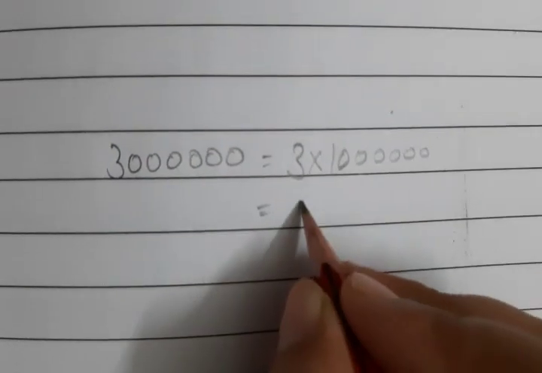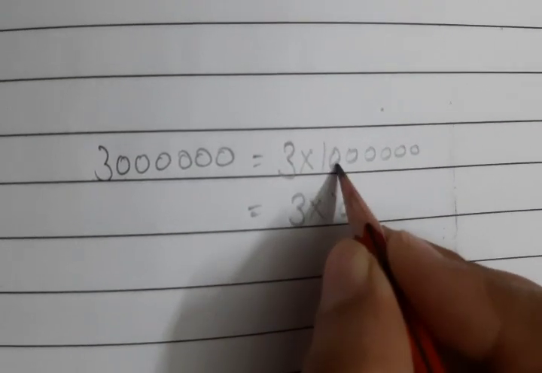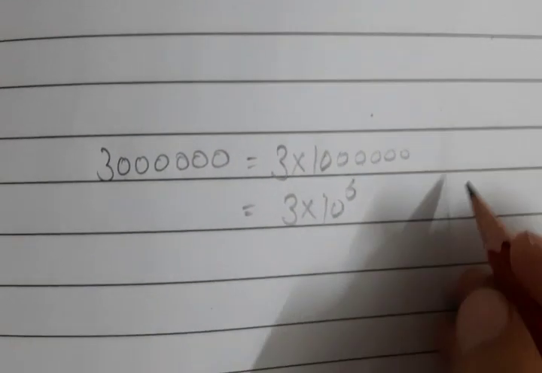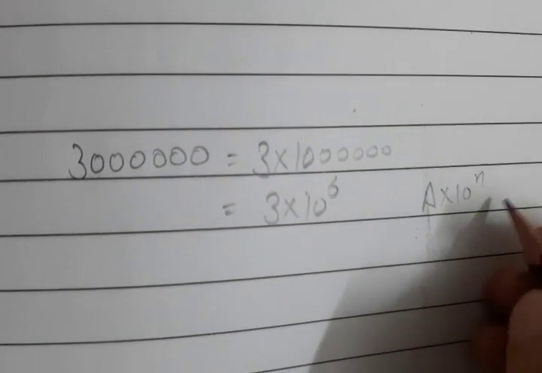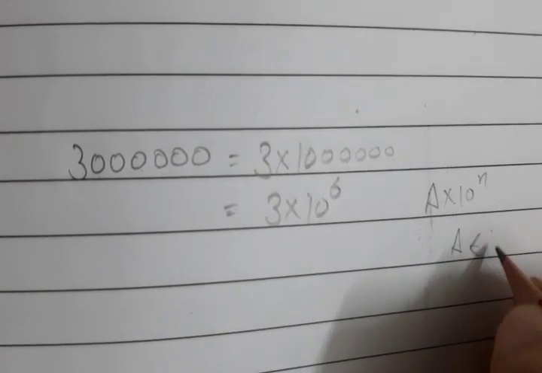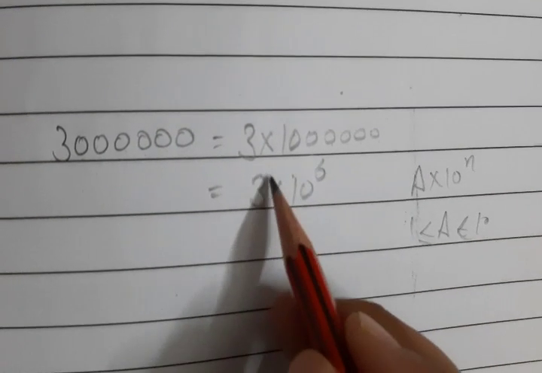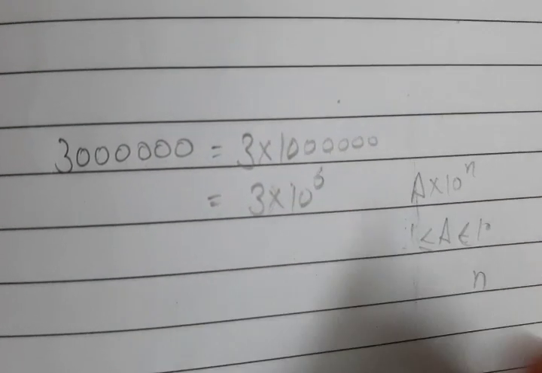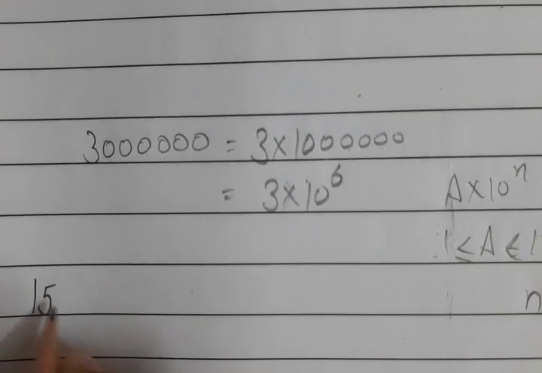How to write this in a standard form? In exponent form, 10 raised to power, how many 0 will come? 1 2 3 4 5 6. That is 6. That is a standard form which satisfies the condition, that is a into 10 raised to power n, where a lies between 1 and 10. Here a जो है वो 3 है, वो इस कंडीशन को सेटिस्फाई कर रहा है, and n is any integer.